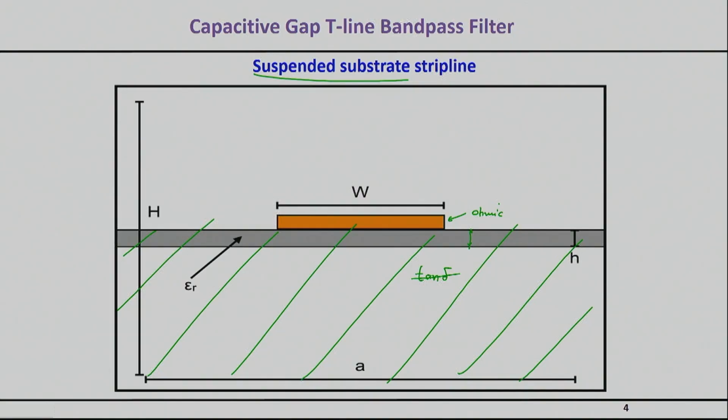And often there is a package for this system. I have indicated this package right here. There's going to be a metallic box, whose thickness will be H and whose width will be A, to house this line. It doesn't mean that this is the only implementation, but I do want to give you a physical image of how this thing will look when we make it.